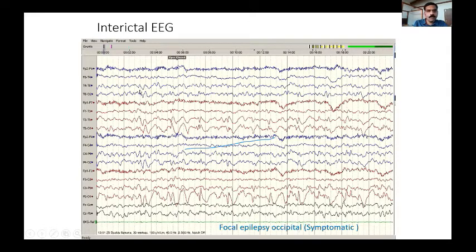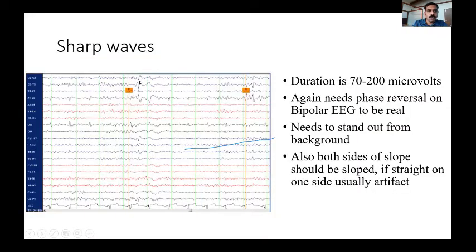Sometimes we have a wave which is not as short as a spike. It is slightly longer than the spike. Then we call it a sharp wave. If it is less than 70, we call it a spike. If it is 70 to 200 microvolts, we call it a sharp wave.